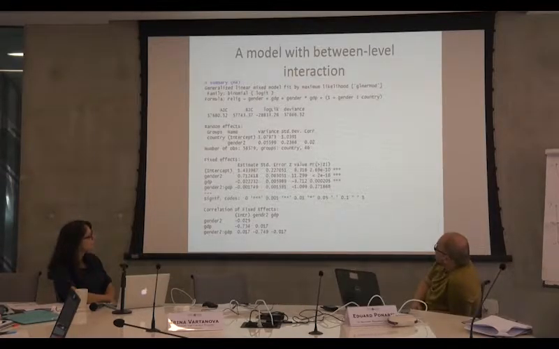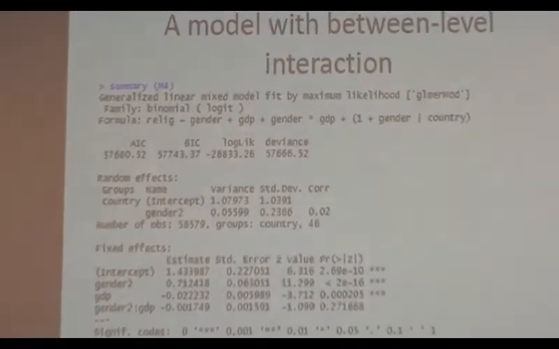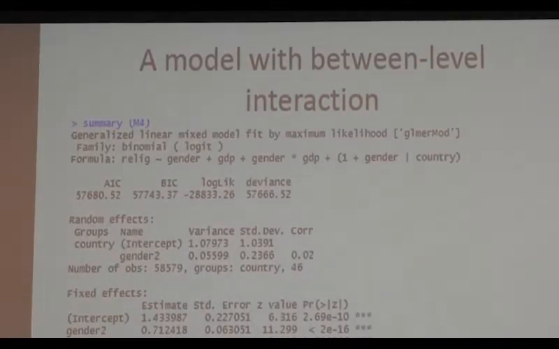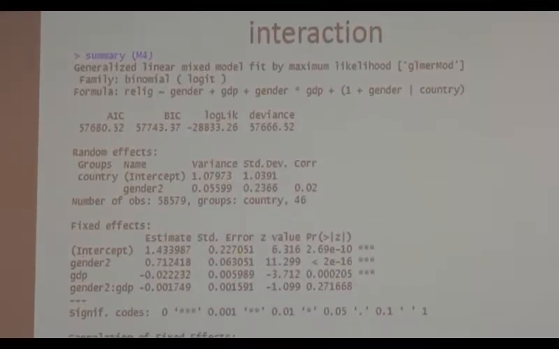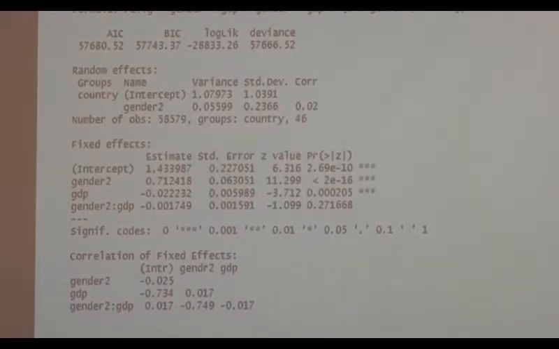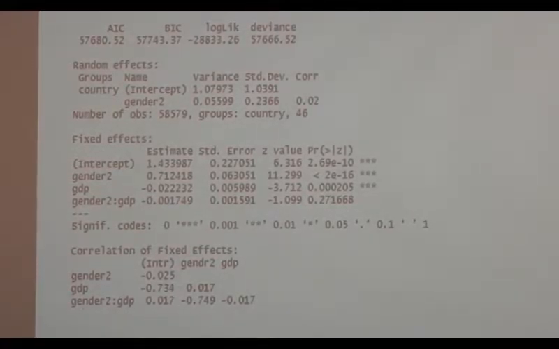Again, fixed effects. Gender still has a positive and significant effect. GDP has a significant negative effect, which means that in rich countries, people tend to be less religious on average than people in poorer countries. Then there's the cross-level interaction effect between gender and GDP. Now let's try and interpret this cross-level interaction effect. So it is negative. So gender is female and GDP, it is negative. So what does it tell us?